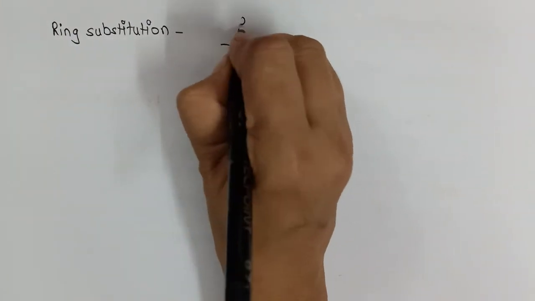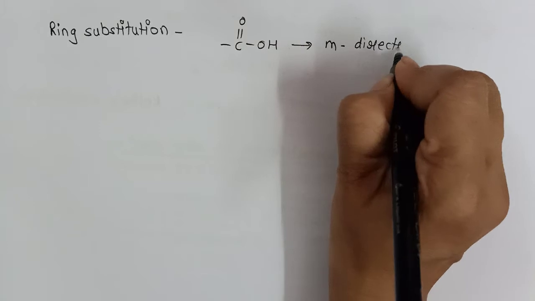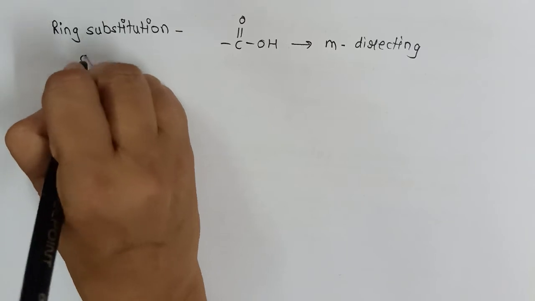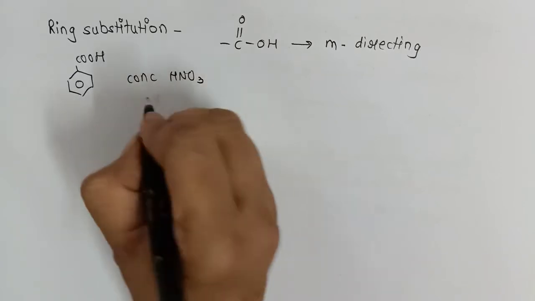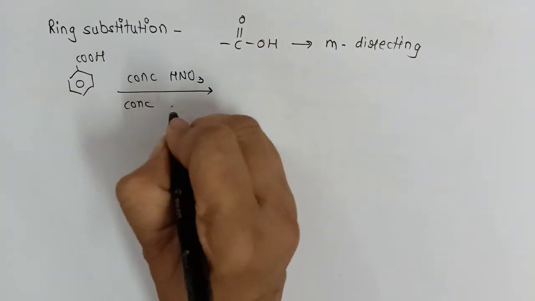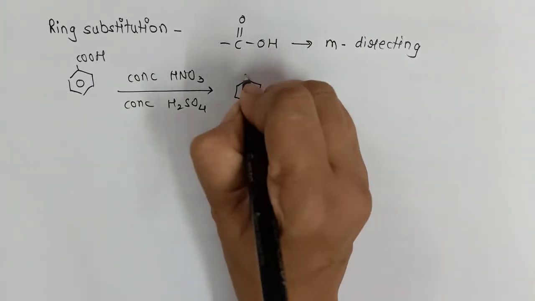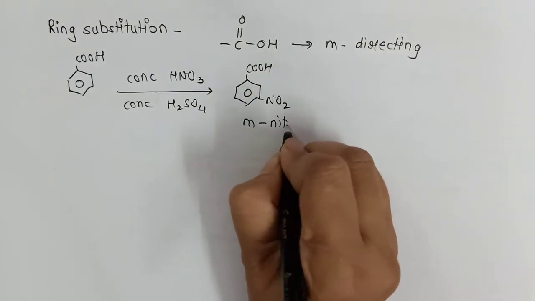Aromatic carboxylic acids show ring substitution as their hydrocarbon part will be a benzene ring. Now we know from our basic knowledge that the carboxylic group is meta directing and therefore we will always get the meta product. For example, benzoic acid, when it is nitrated by using a nitrating mixture, we get meta-nitrobenzoic acid. So this is meta-nitrobenzoic acid.